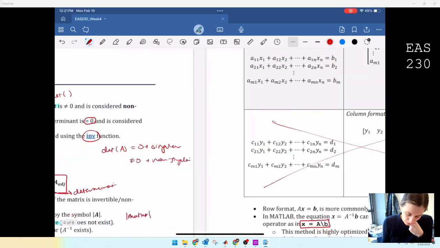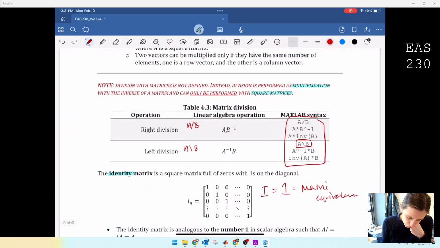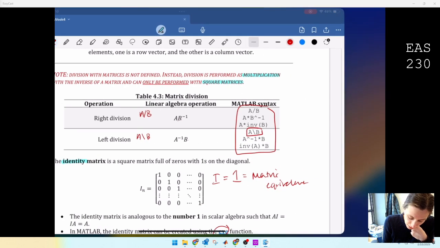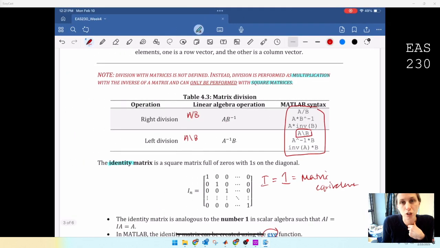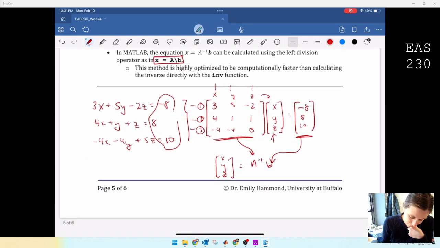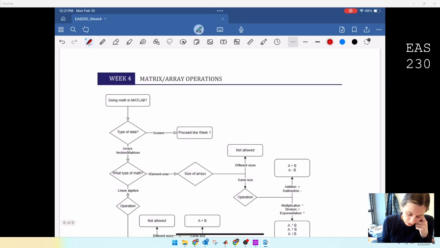Okay, so I did skip over that a little bit, where there are two different kinds of division. Oh no, I talked about it. This left division really shows up in solving systems of equations. Other than that, you can ignore it. But left division shows up in solving systems of equations. Okay. And this is why. A left divide B.